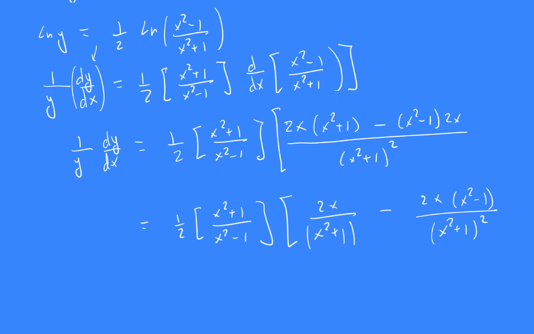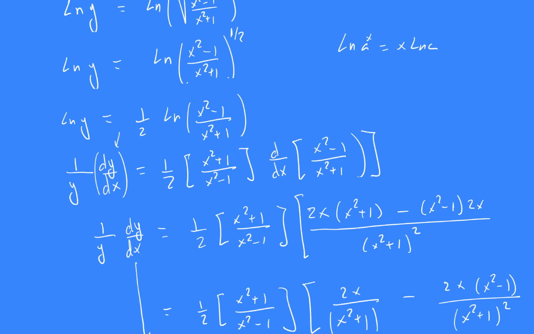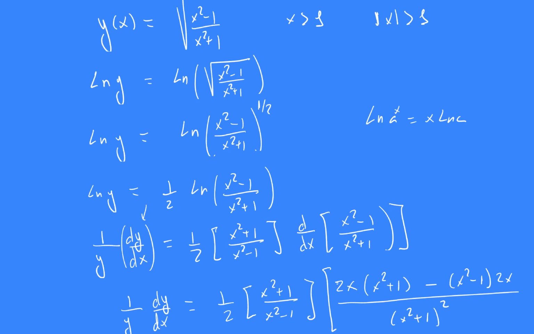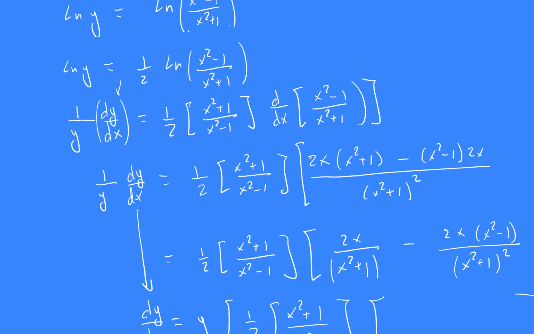Okay. So what is the derivative of y with respect to x? The derivative of y with respect to x is y by everything, by 1/2 (x squared plus 1) divided by (x squared minus 1) multiplied by everything here. But what is y? y is x squared minus 1 divided by x squared plus 1, raised to the power 1/2. So let's put it here. It's long.